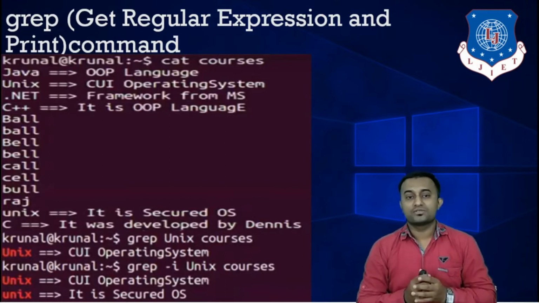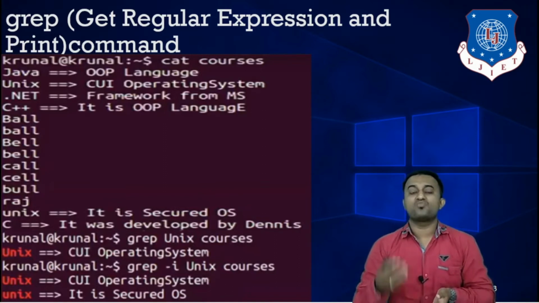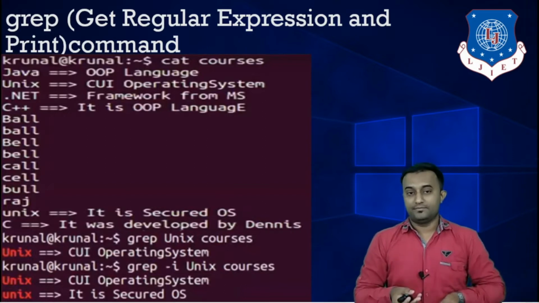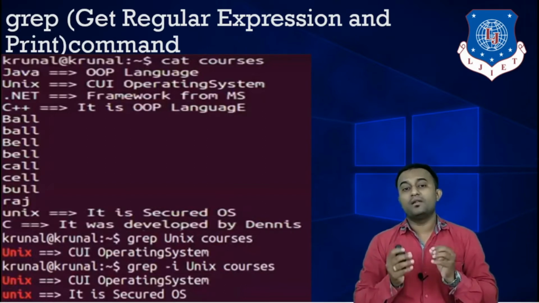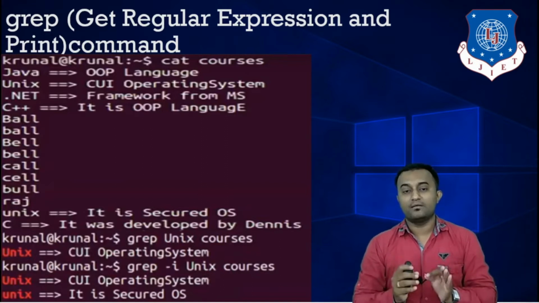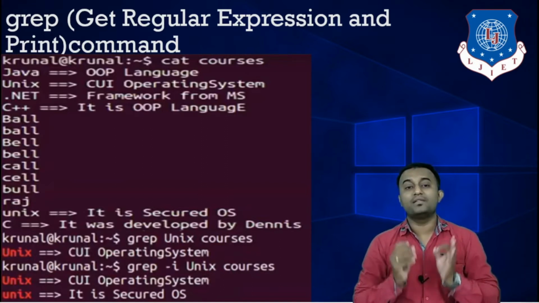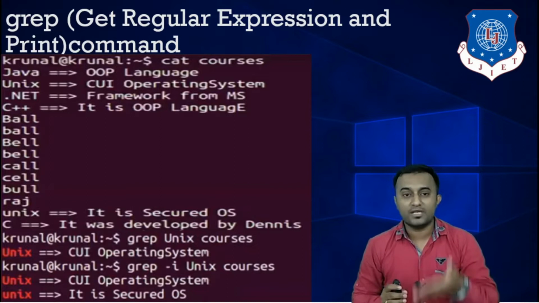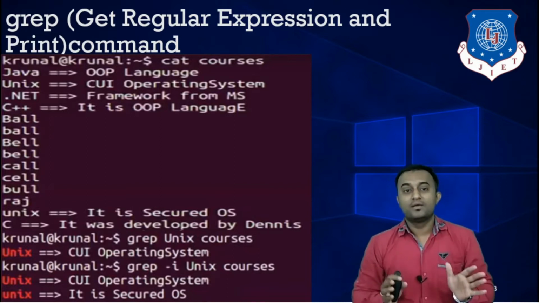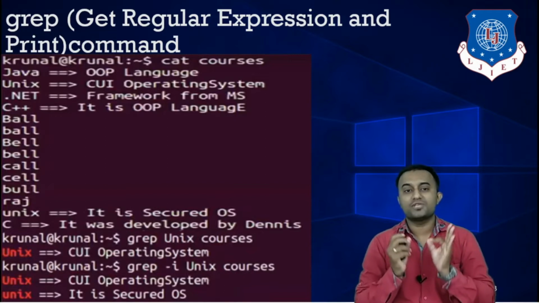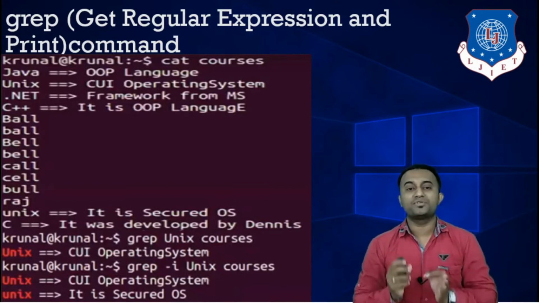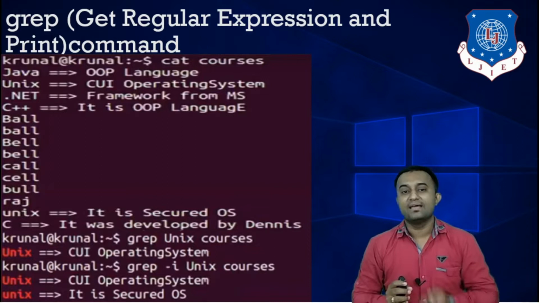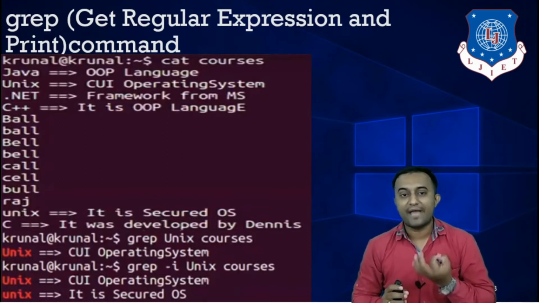Same way, suppose I want to ignore the case sensitivity, whether I have written Unix in small letters or capital letters, it doesn't matter. It will fetch the Unix pattern which is available in the courses file, whether it is written in small or capital letters. If you want to do this type of thing, grep has an option, which is nothing but -i. I stands for ignore case.